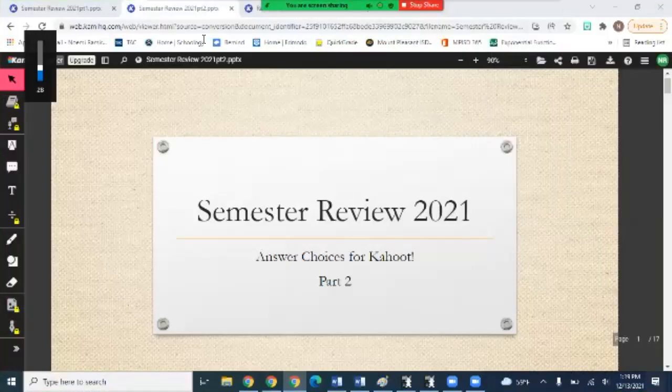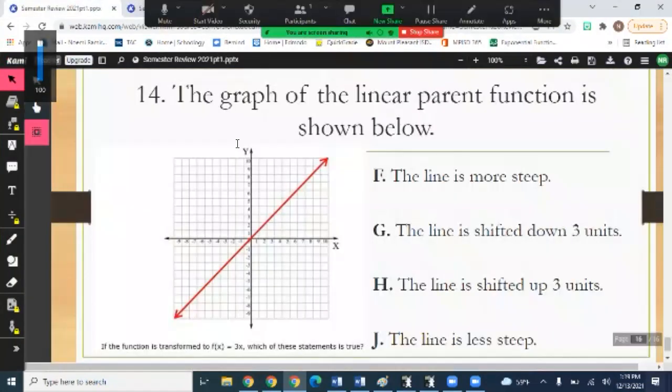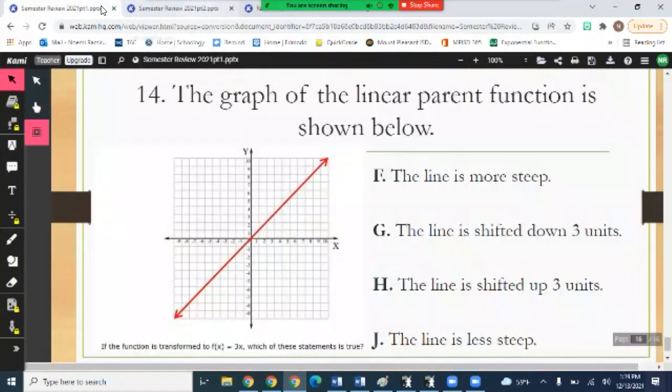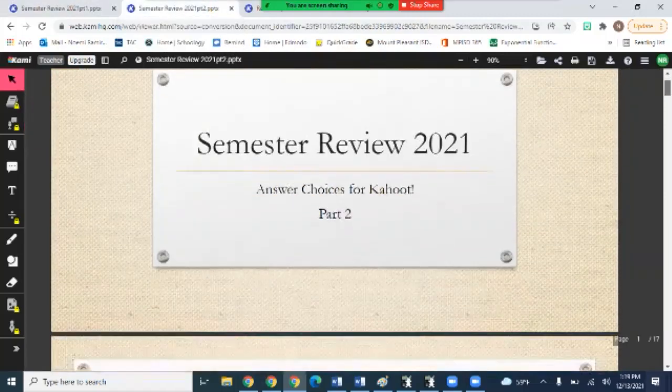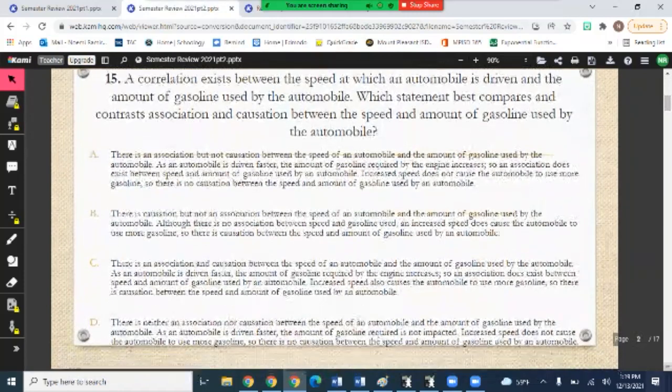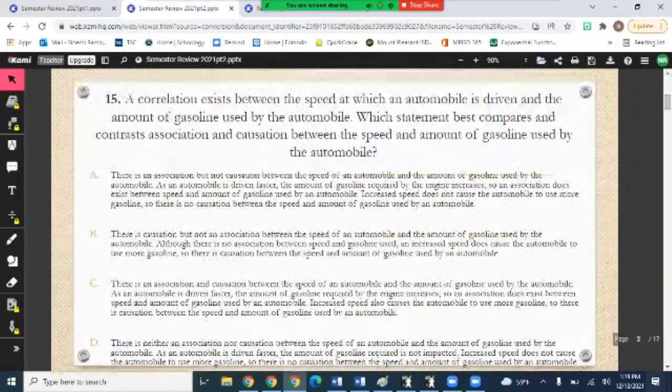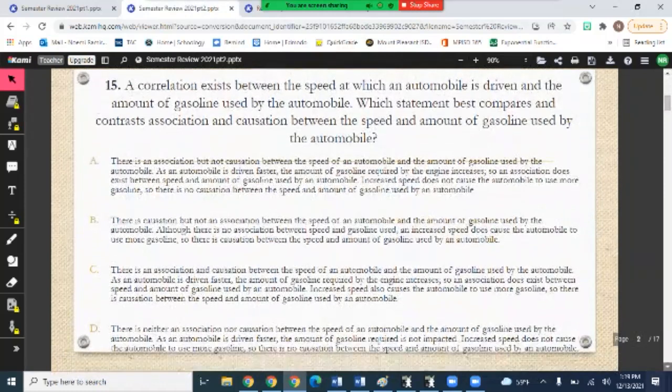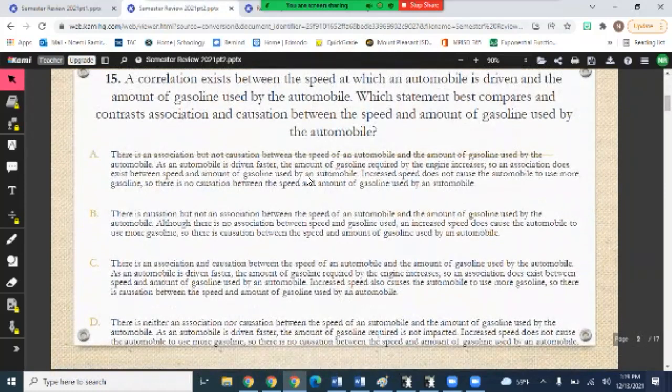All right, the last one that we did was 14, just talking about the steepness. Did we finish that one? We did? Okay, so moving on. What did y'all get for 15? I know it's a word problem. I know you guys hate to read, but it's actually a pretty easy one. And yes, it is correct. It is C.